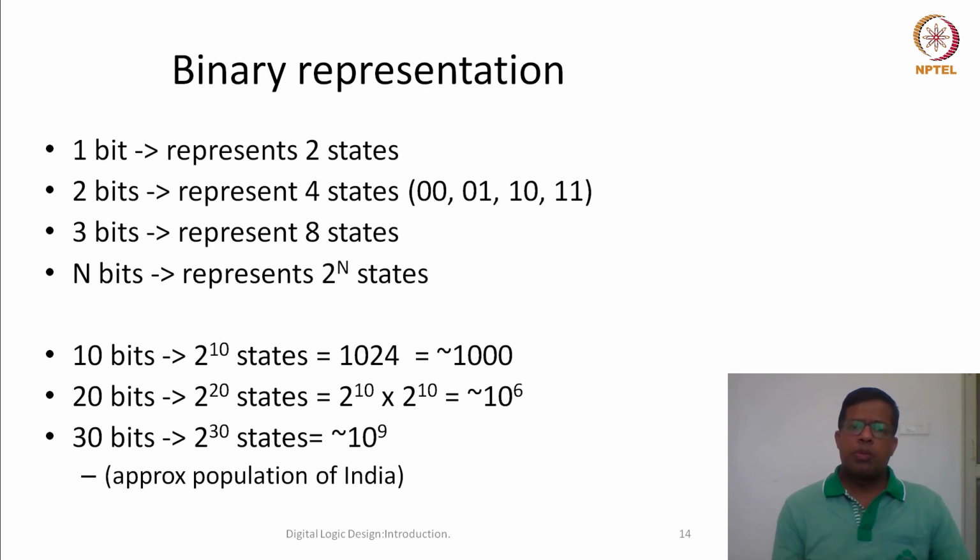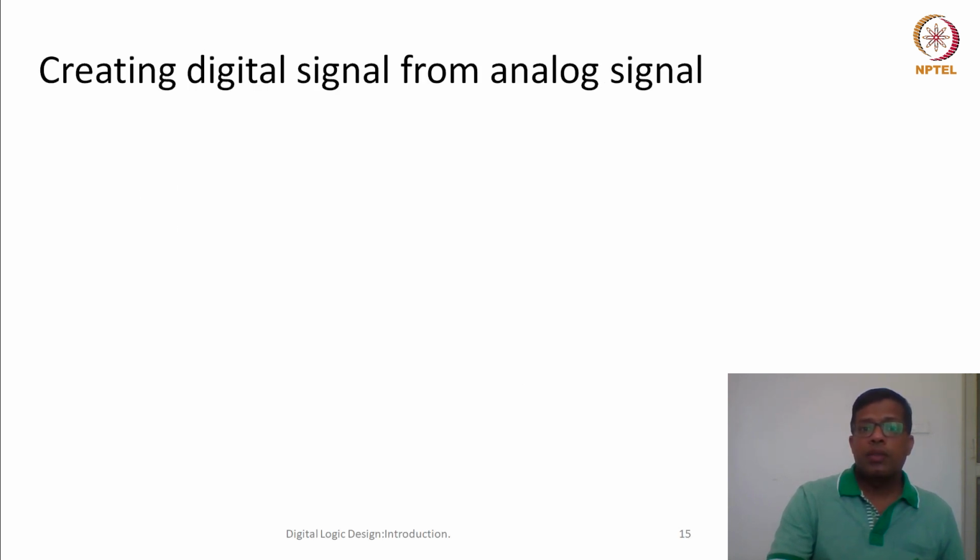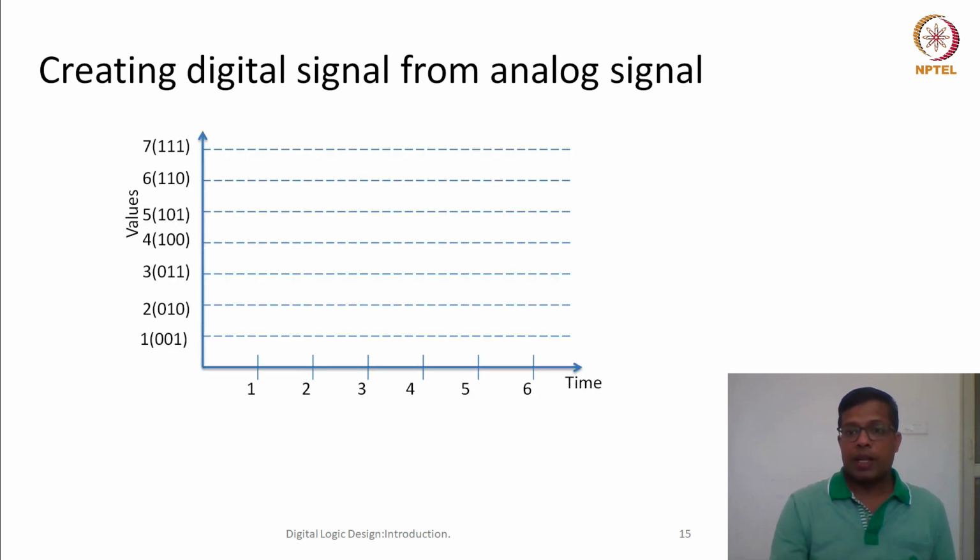Now this is the basic understanding of the binary representation. The question we would like to answer in this lecture is: we want to create a digital signal, and as we understand from the last lecture, the world is essentially analog. Analog means it is continuous, continuous in values as well as continuous in time.